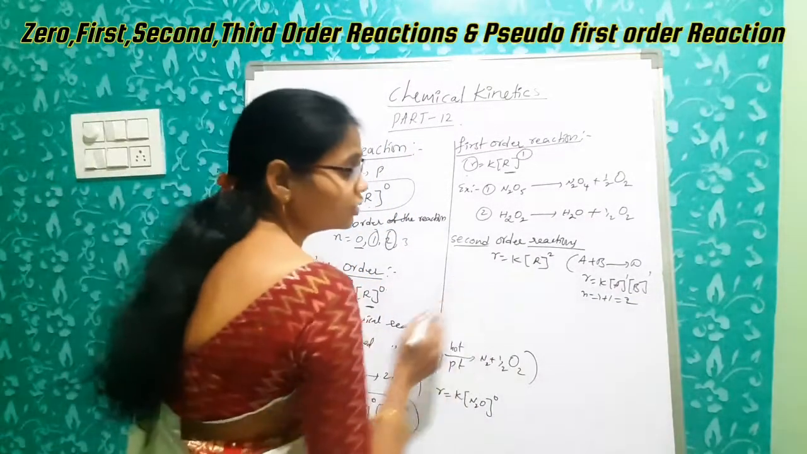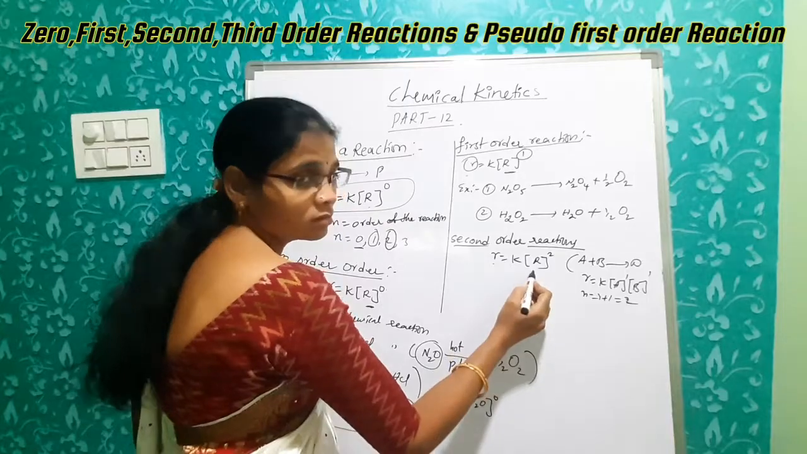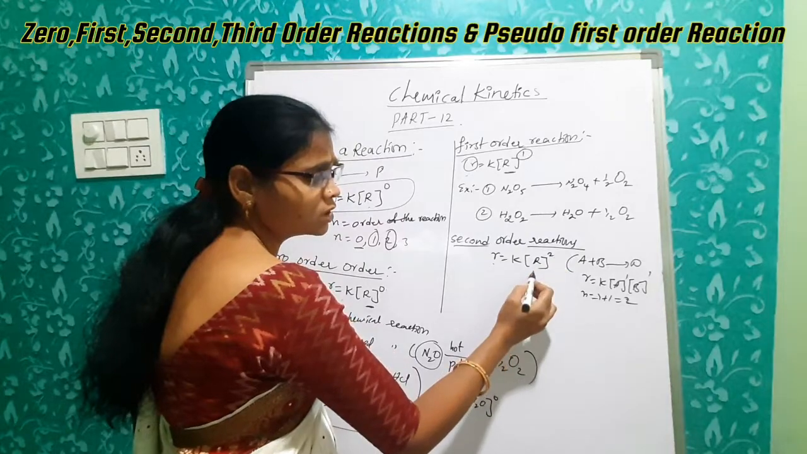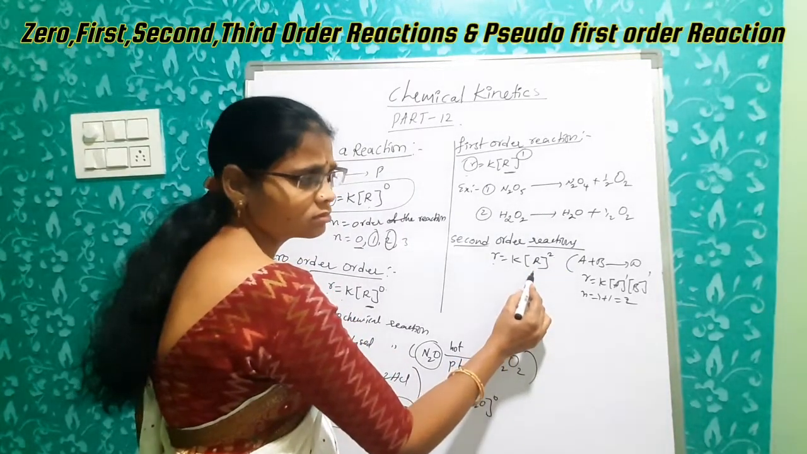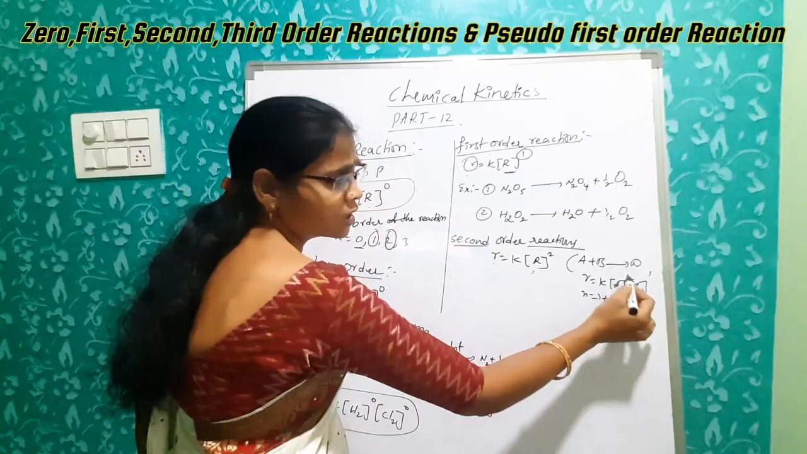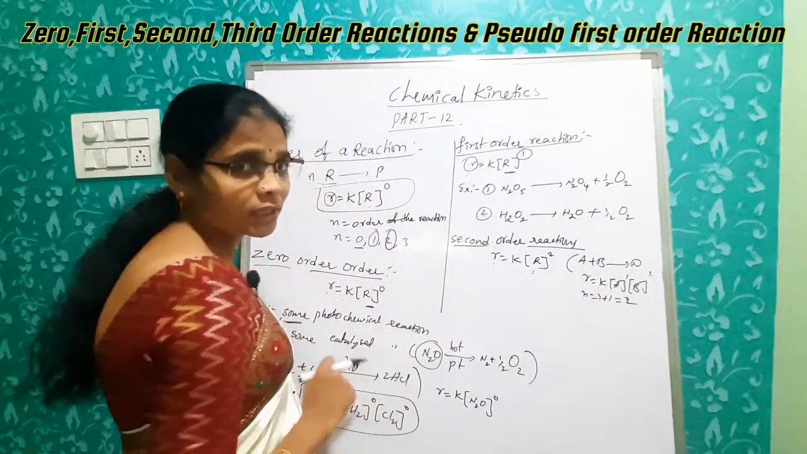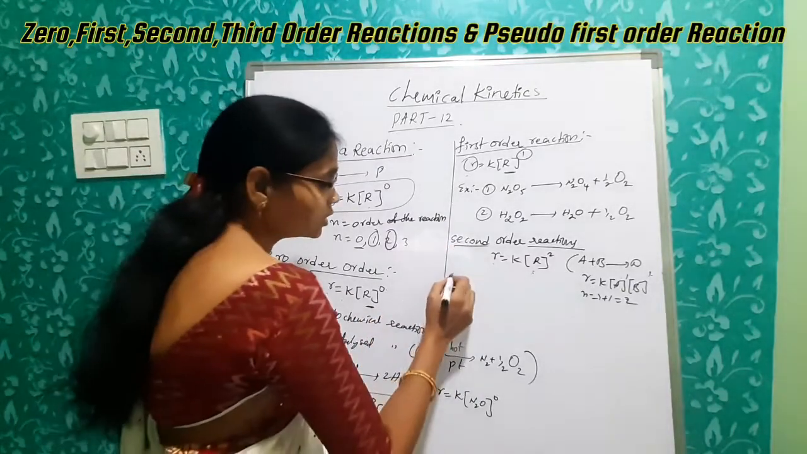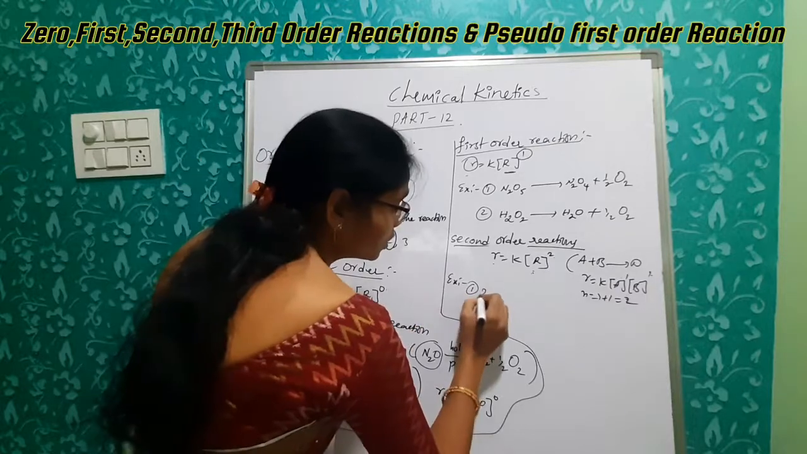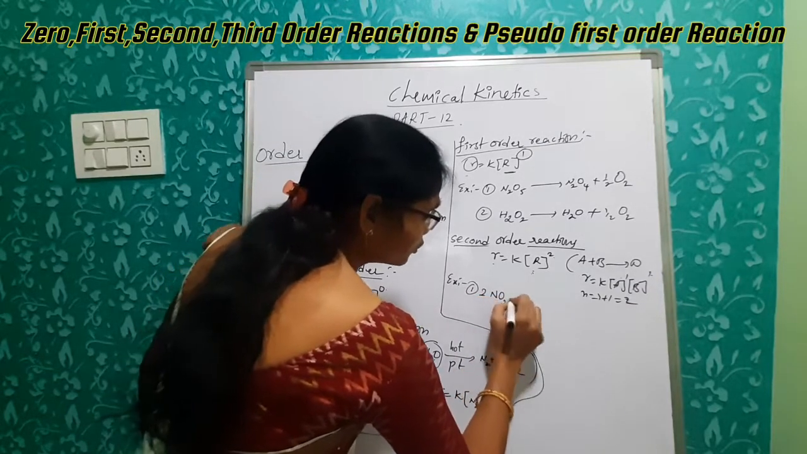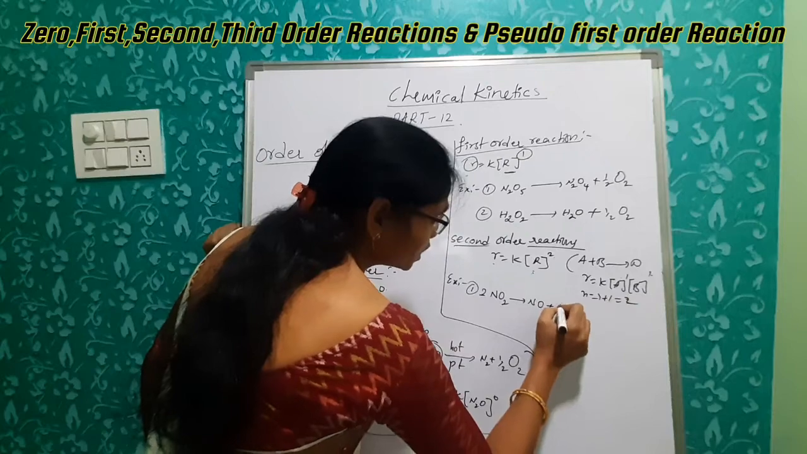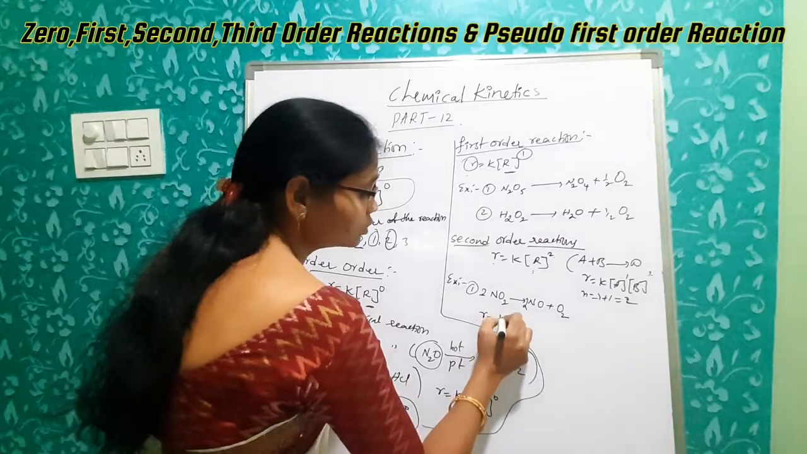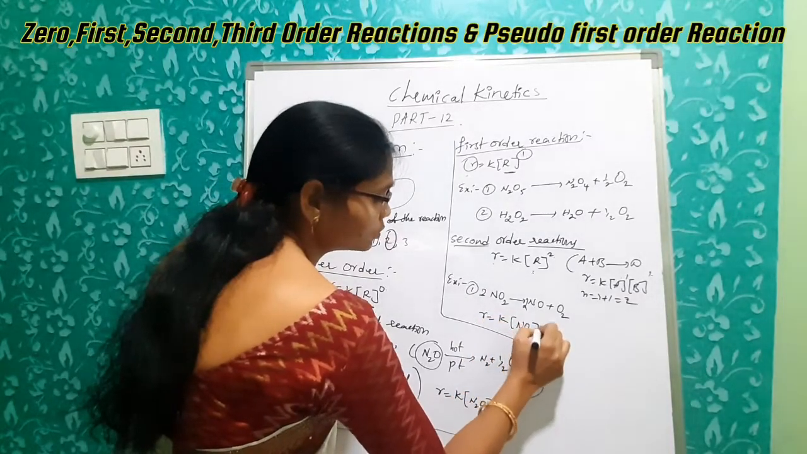Now, how to define it? Rate of the reaction is directly proportional to the second power of the concentration term of the reactant, or the first power of the concentration terms of two reactants, said to be simply a second order reaction. Write down an example for second order reaction: decomposition of NO2 gives rise to NO plus O2. Here R is equal to K into concentration of NO2 power 2.